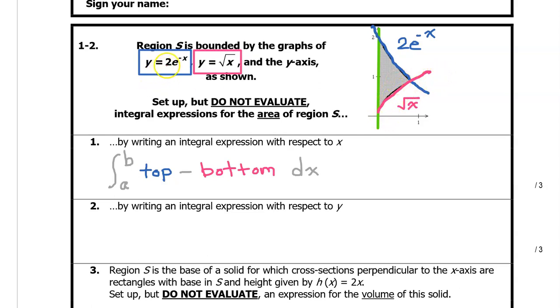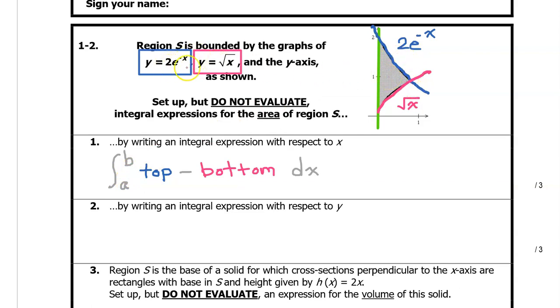And then when you look at y equals 2e to the negative x, compare it to the function y equals 2e to the x. We know that this would be an exponential growth curve, so y equals 2e to the negative x would be a reflection over the y-axis. So it makes sense that it would be an exponential decay curve. In order to set up the integral, we will need to know the intersection point between these two curves.